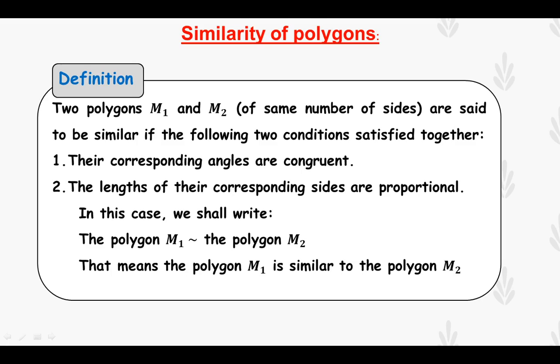In this case, we shall write the polygon M1 similar to the polygon M2. This is the symbol of similarity. That means the polygon M1 is similar to polygon M2. Okay?